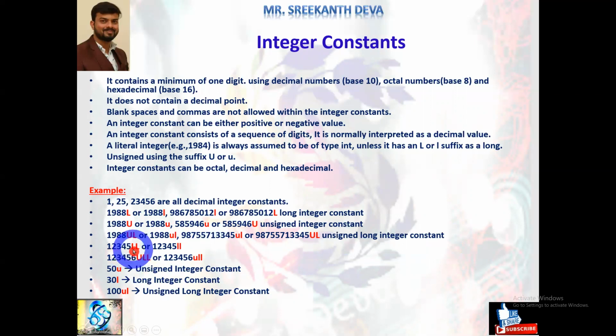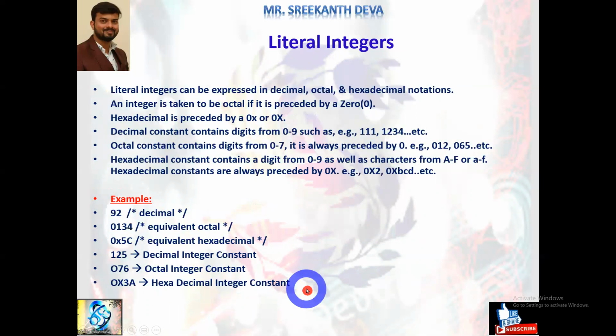If a number has the suffix capital LL or small ll, it represents a long long integer constant. A number with the suffix capital ULL or small ull represents an unsigned long long integer constant. A number with the suffix small u or capital U is an unsigned integer constant. Capital L or small l represents long integer constants. Capital UL or small ul suffix represents unsigned long integer constants. These are all integer constants.